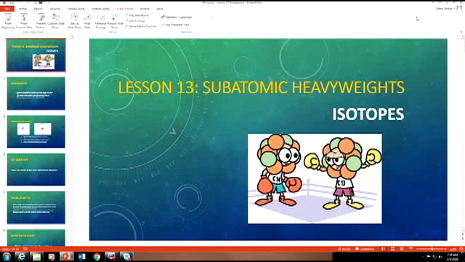Lesson 13, Subatomic Heavyweights. This lesson happens to be the class notes for isotopes, and we're going to look at how isotopes differ from the regular atoms we've looked at in class. So it's important to keep remembering to have a periodic table in front of you and to think about the protons, neutrons, and electrons that are inside of each atom. Take a minute to think about how to calculate the number of neutrons in an atom.